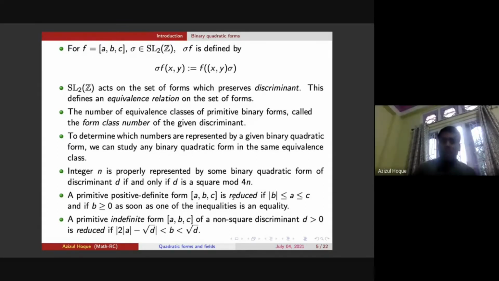Another theorem says that in case of imaginary quadratic, that is, in case of positive definite, each class contains only one reduced form. And since the number of reduced forms is finite, the number of classes is also finite. What does it mean? It means that the form class number is finite.